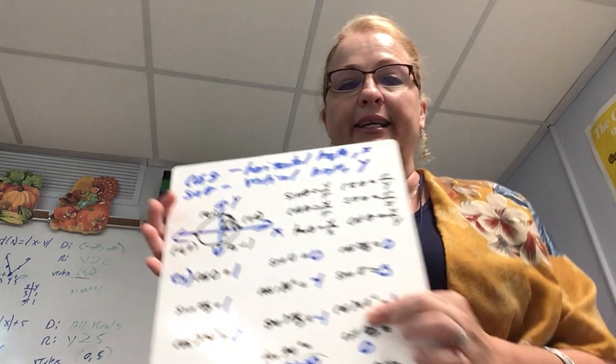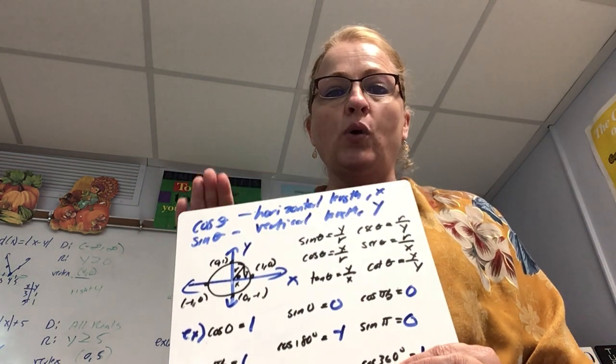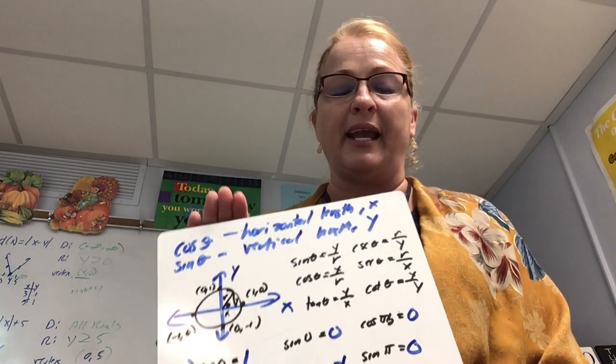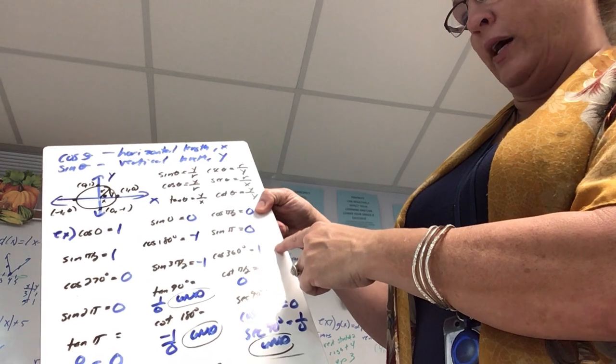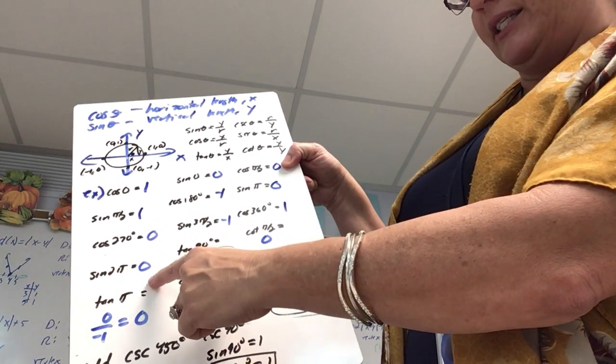Now, bringing up the idea of coterminal angles. Coterminal angles share the same ratio. So, for example, 0 and 360 are coterminal. So the cosine of 360 is 1. The sine of 2 pi is 0.